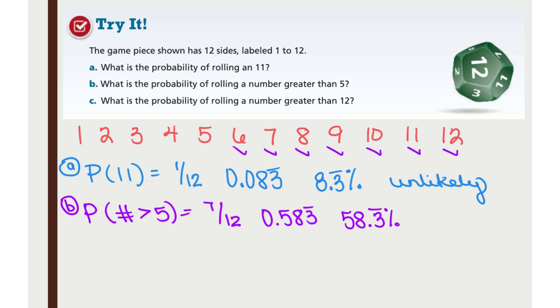Likelihood, Izzy. Likely. This is a likely event. Okay. And then we've got the last one. We want the probability of rolling a number greater than 12.